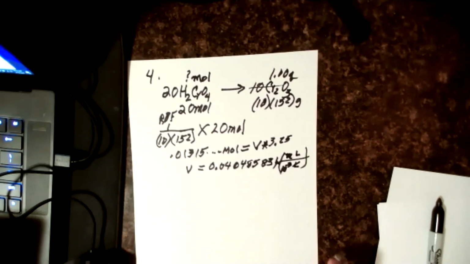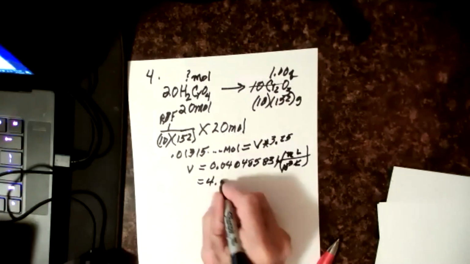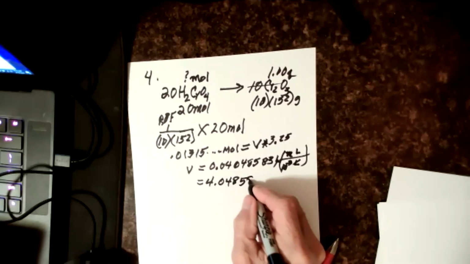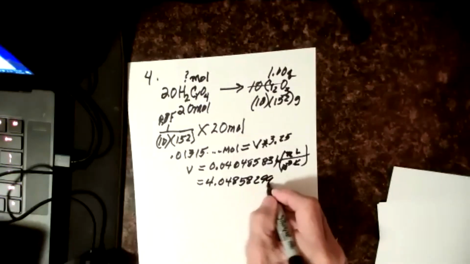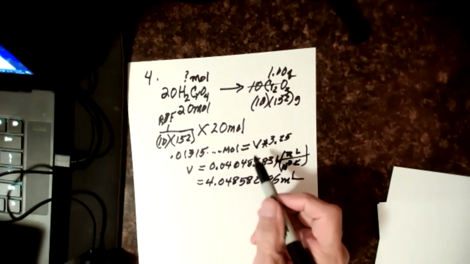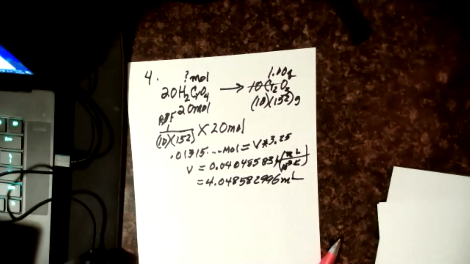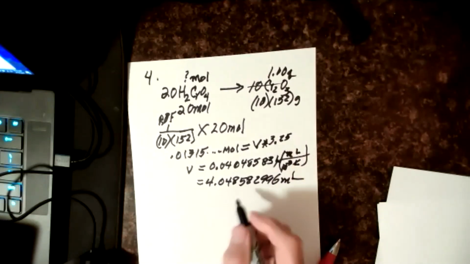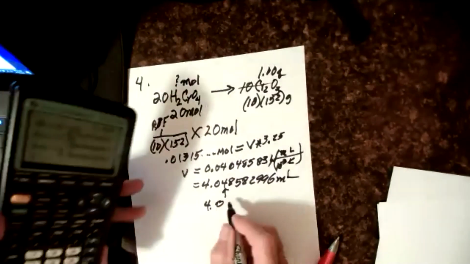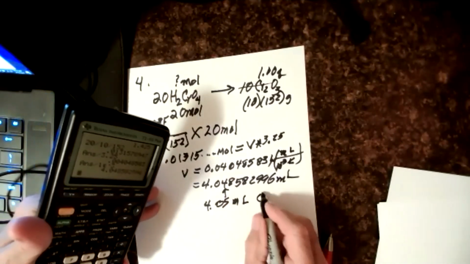I got an answer of 4.048582996 milliliters. And I have 3 significant figures, I think. 1.00 grams is the only significant figure. And then my molarity was 3.25, which has 3. So I'm going to round off here. So it's 4.05 milliliters. And that is response C.